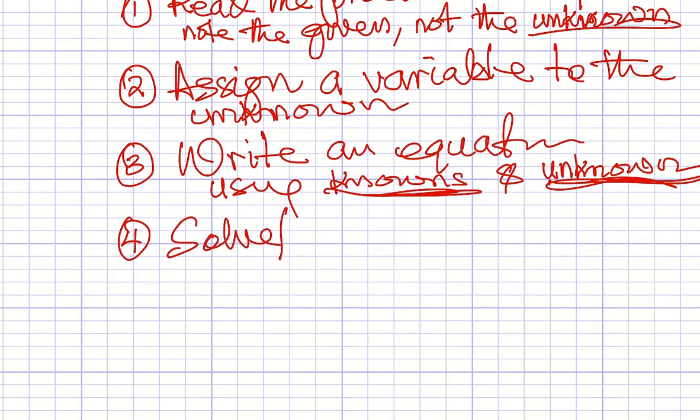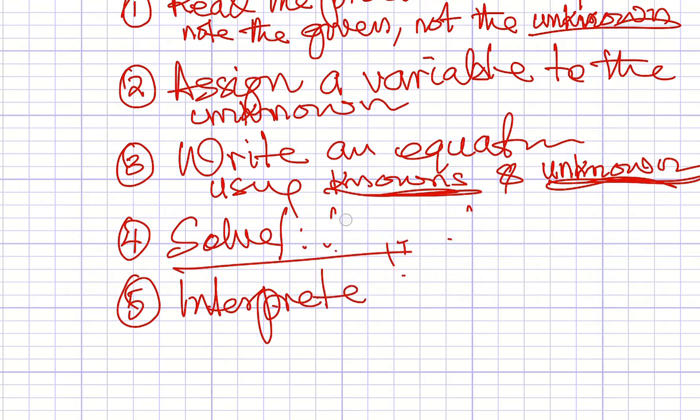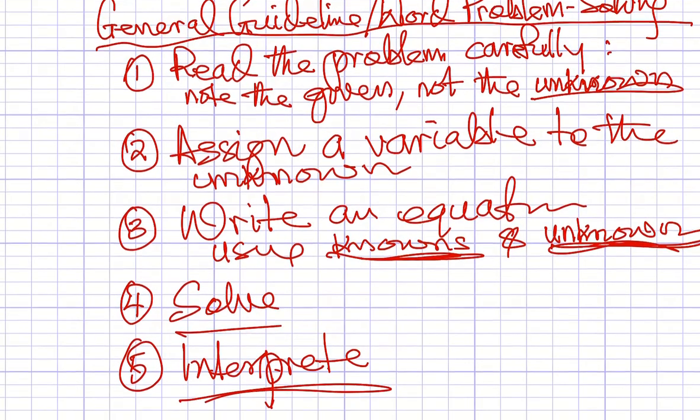After you solve it, then you interpret it. You can say number 5, interpret. That's okay, it doesn't matter, there are different ways. Sometimes that number 5 is not there. It's not required, because once you solve the problem, it's there. But on some occasions, you've got to interpret that way so people can understand what you did. So these are the general steps.